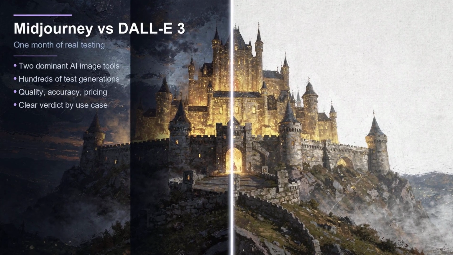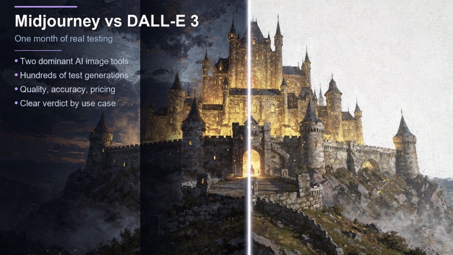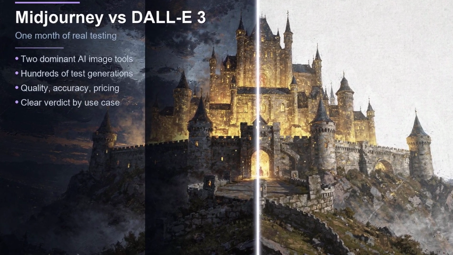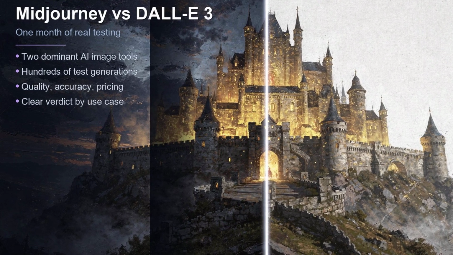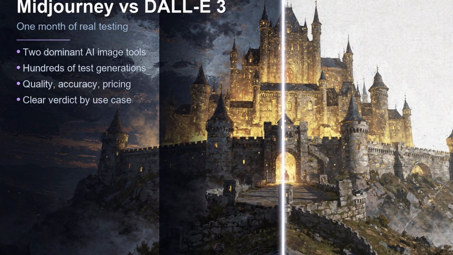Two tools have basically defined what people think AI image generation is. Midjourney and DALL-E 3. Both can turn a sentence into a finished image in under a minute. Both have millions of users. But they produce completely different results, and they're built for completely different people.